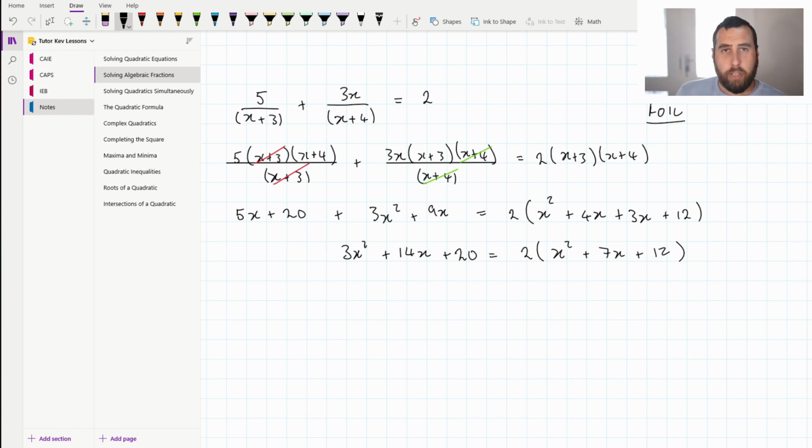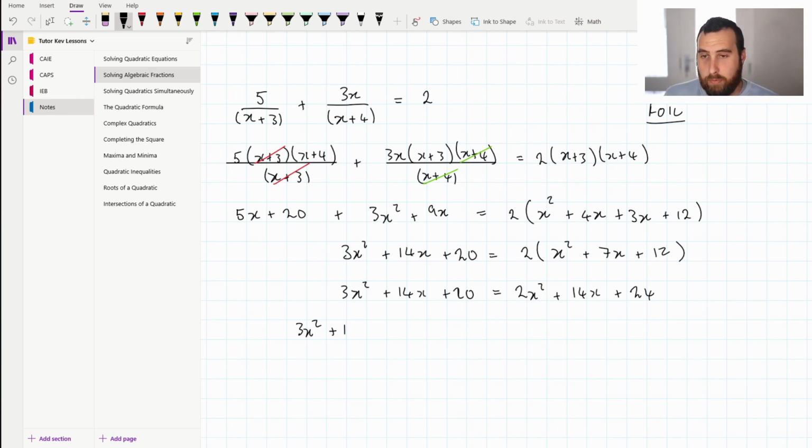And then from here, we multiply the 2, take everything over. So we've got 2x squared plus 14x plus 24, and then I'm going to take it all over now. So it's going to be 3x squared plus 14x plus 20 minus 2x squared minus 14x minus 24 equals 0. And now we simplify this one.